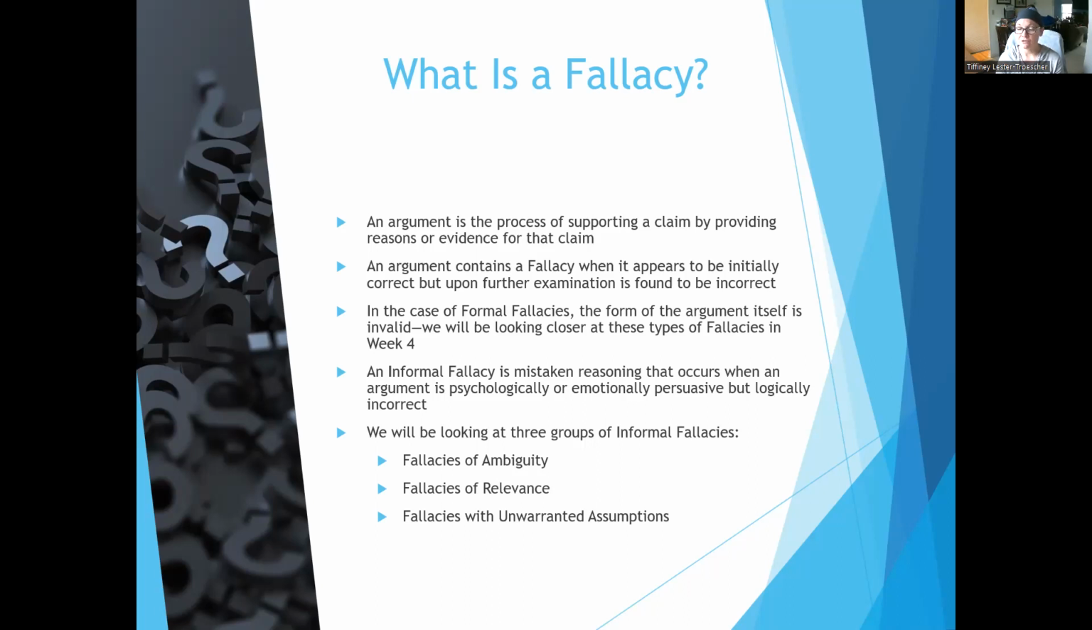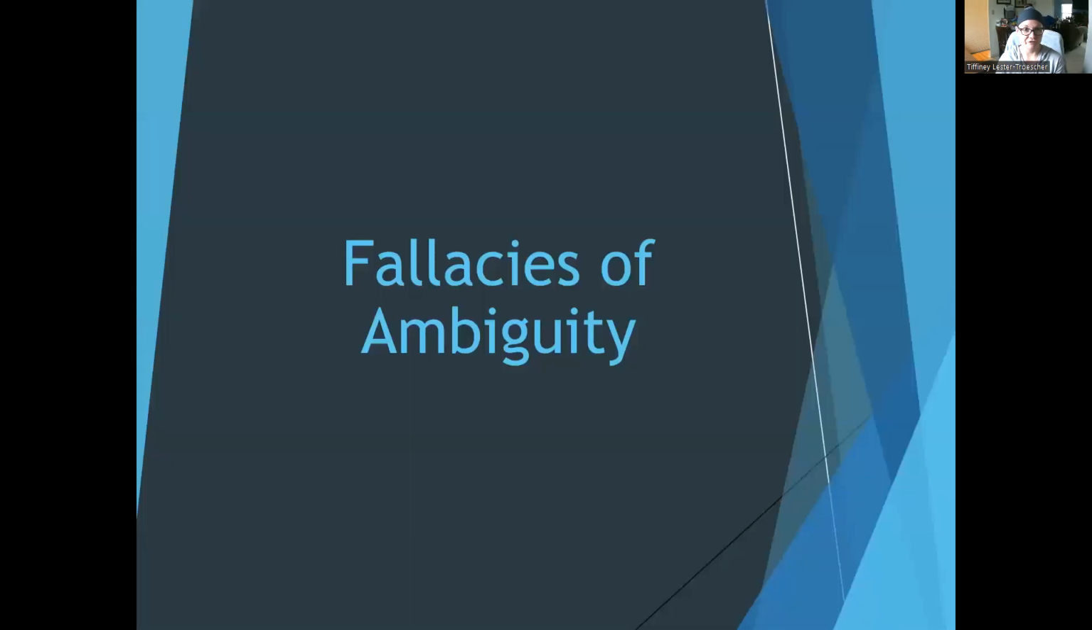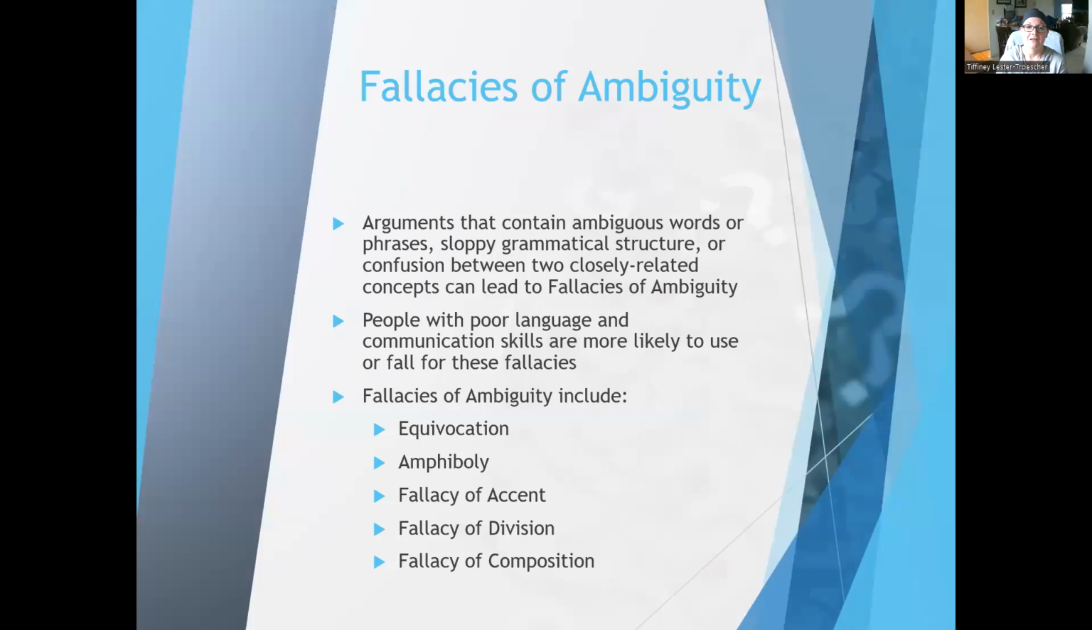So we're going to be looking at 3 different groups of informal fallacies. Fallacies of ambiguity, fallacies of relevance, and fallacies of unwarranted assumptions. Let's look first at fallacies of ambiguity. Arguments that contain ambiguous words or phrases, sloppy grammatical structure, or confusion between 2 closely related concepts can lead to fallacies of ambiguity. People with poor language and communication skills are more likely to use or fall for these types of fallacies. And there are 5 types of fallacies of ambiguity. There's equivocation, amphiboly, fallacy of accent, fallacy of division, and fallacy of composition. We're going to take a quick look at each one of those.